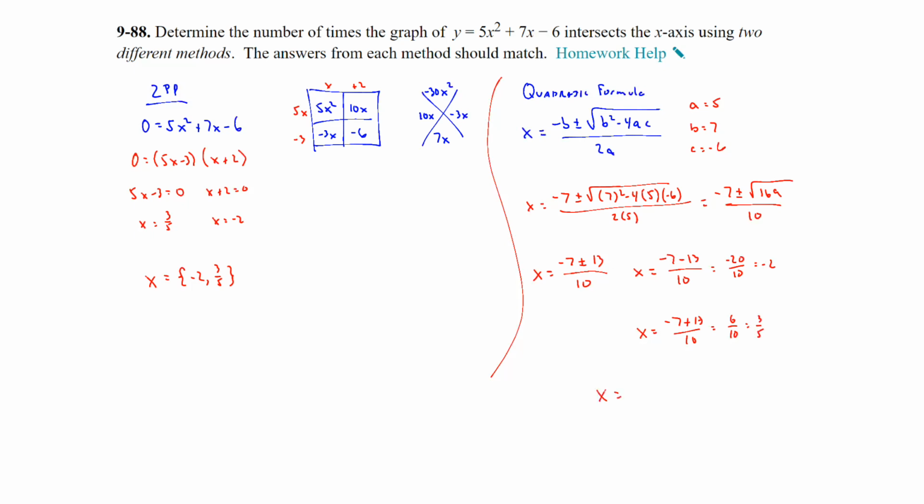And if you look at what we did earlier with the zero product property, you notice that we have exactly the same answers, which is a good thing. Doesn't matter what method we use, we should always be able to get the same answers.